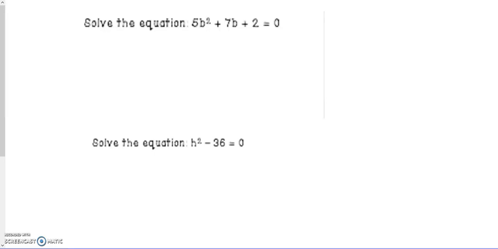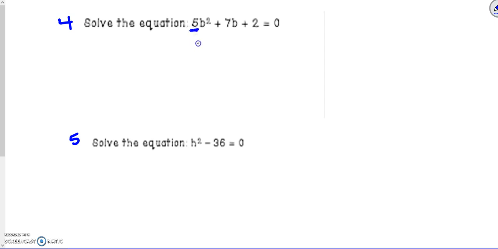Alright guys, this is 8.5, solving quadratic equations by factoring and using the zero product property. This is day 2 and we have examples 4, 5, and 6. Alright, so solve the equation 5b squared plus 7b plus 2 equals 0.